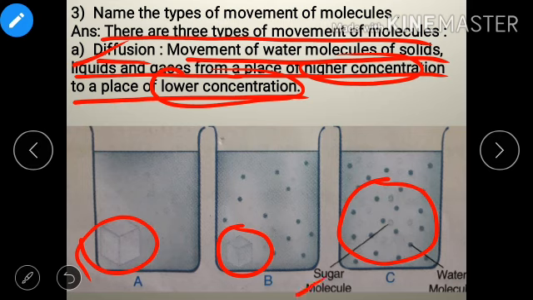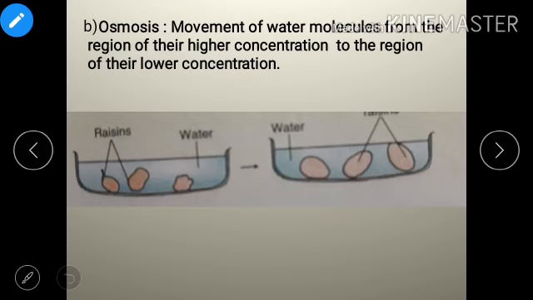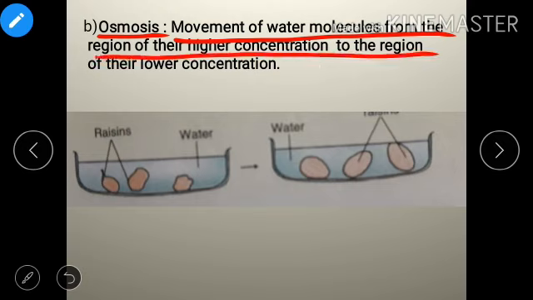Can you see sugar molecules and water molecules here? This sugar cube changes into sugar molecules, and they are uniformly distributed in water, by the process known as diffusion. Okay, next is osmosis. What is osmosis? The movement of water molecules from the region of their higher concentration to the region of their lower concentration. Okay, this process I shall explain with one experiment over here.